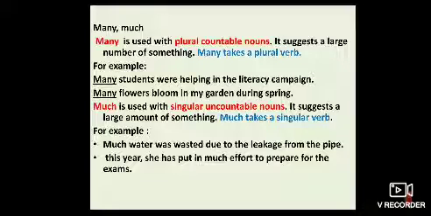Much is used with singular uncountable nouns. It suggests a large amount of something. As many takes a plural verb, much takes a singular verb. See the example, much water. Here you can see that water is not counted. It is an uncountable noun and it is singular. So much water was wasted due to the leakage from the pipe. So here much is used with a singular uncountable noun.